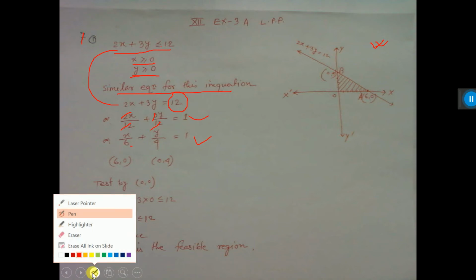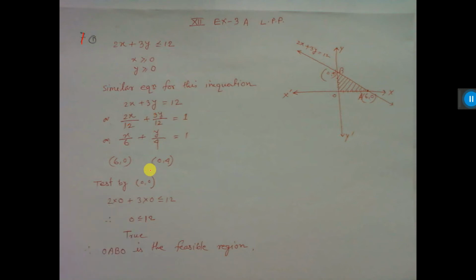Now if the equation you get is x by a plus y by b equal to 1, then the x-axis intersection point is a comma 0, that is 6 comma 0, and the y-axis intersection point is 0 comma b, that is 0 comma 4. Every equation you have to write in this way. So x-axis 6 comma 0, y-axis 0 comma 4, you put on a graph sheet or on plain paper. You can do it in either place.